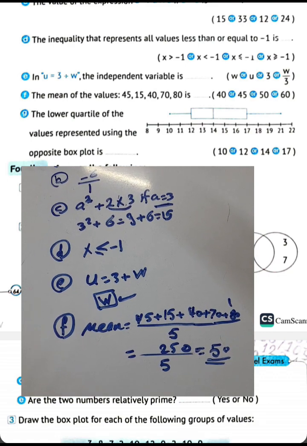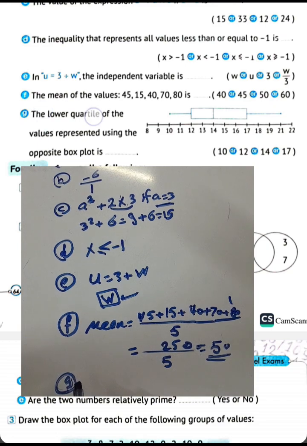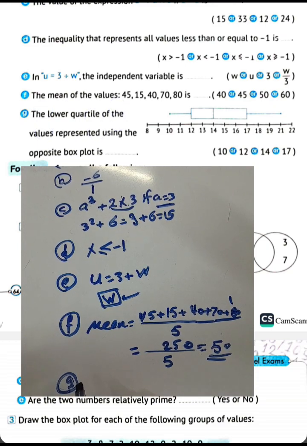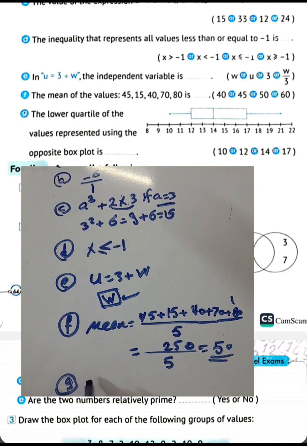Last question, letter G. The lower quartile of the values present using the box plot. Lower quartile here is 12. Okay, the result will be 12.